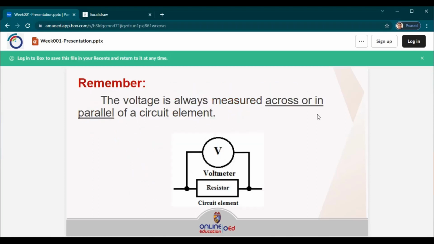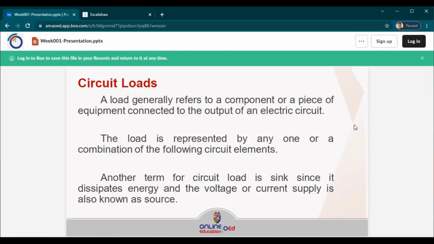Remember, the voltage is always measured across, or in parallel with, a circuit element. So again, we will reiterate this more in the laboratory, or maybe let's try to reiterate it later on in the summary.